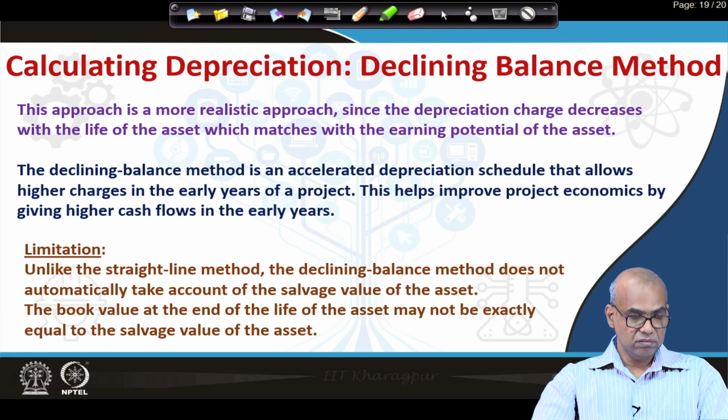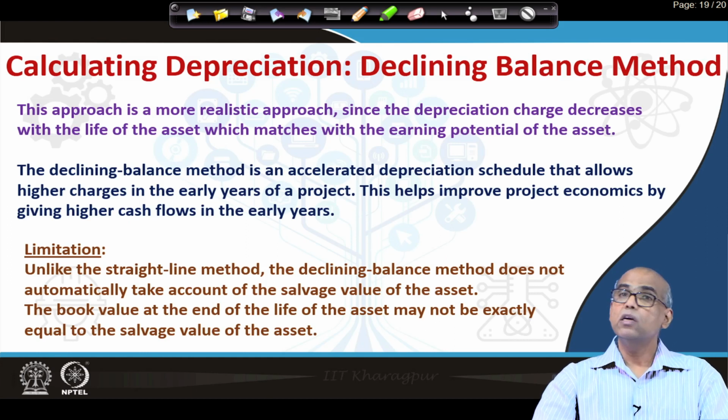However, it has a limitation. Unlike the straight line method, the declining balance method does not automatically take account of the salvage value of the asset. Remember, the straight line depreciation method calculates depreciation as V minus Vs by N. So, the salvage value is being taken care of, but in case of declining balance method, salvage value is not taken care of directly. So, the book value at the end of the life of the asset may not be exactly equal to the salvage value of the asset.